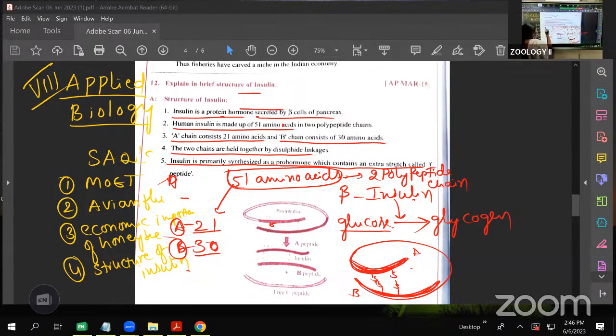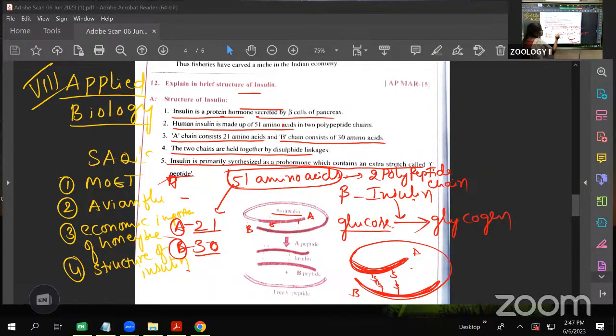Normally we said that two polypeptide chains are there. The first one is the A chain, which has 21 amino acids. The B chain has 30 amino acids. They are linked with disulfide bonds. This one is the precursor, proinsulin. Inactive insulin is called proinsulin.